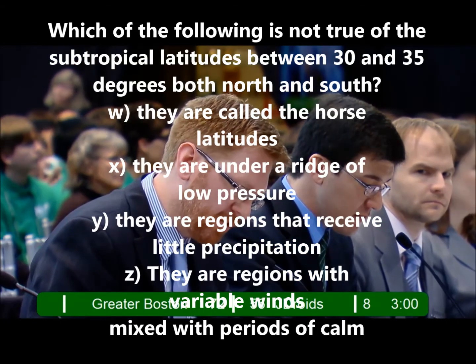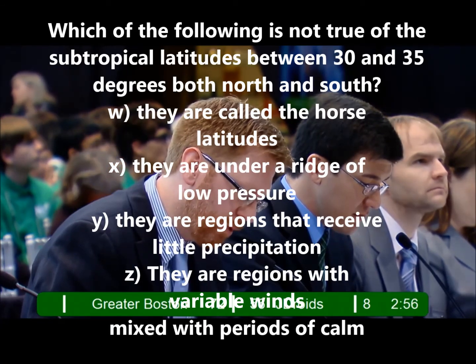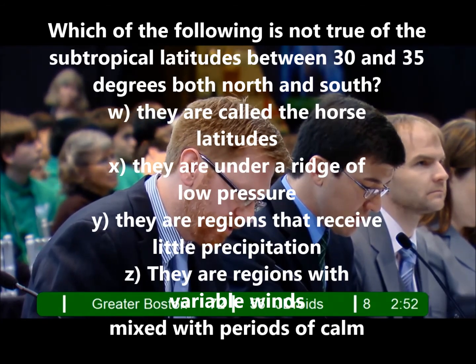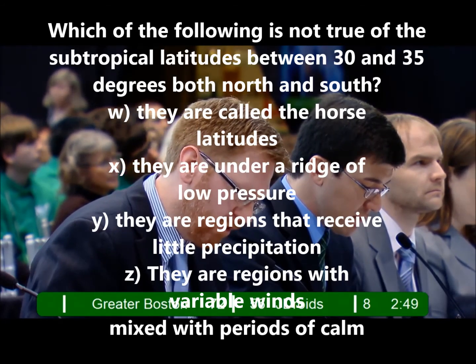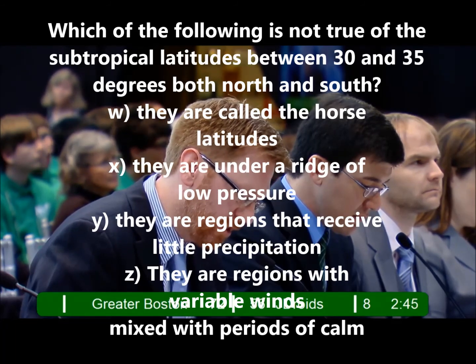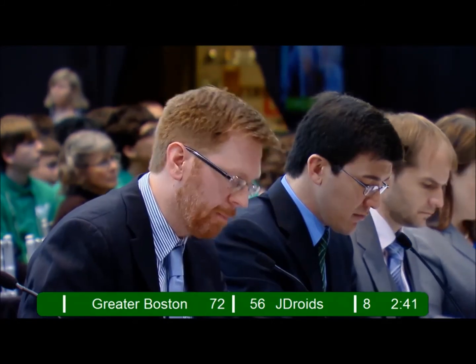Which of the following is not true of the subtropical latitudes between 30 and 35 degrees, both north and south? W, they are called the horse latitudes. X, they are under a ridge of low pressure. Y, they are regions that receive little precipitation. Z, they are regions with variable winds mixed with periods of calm.